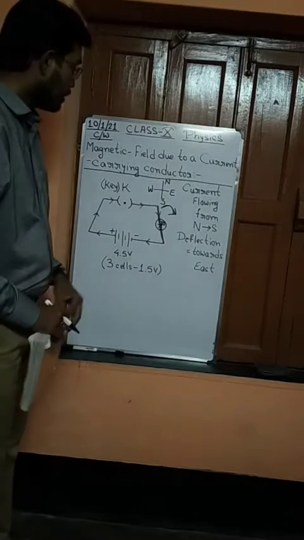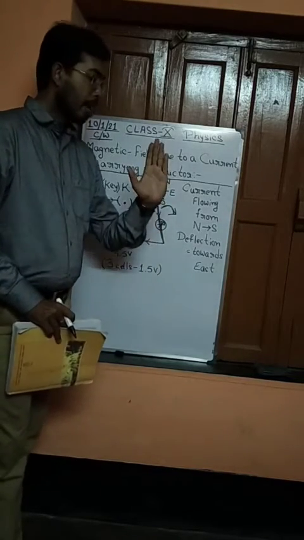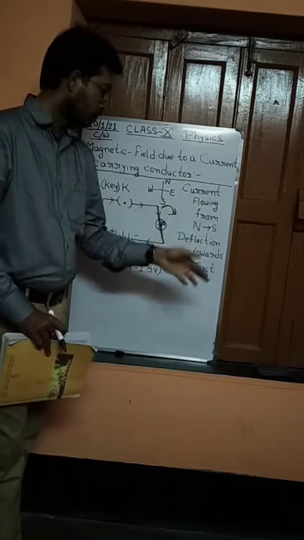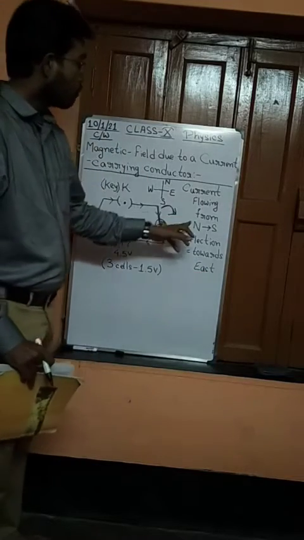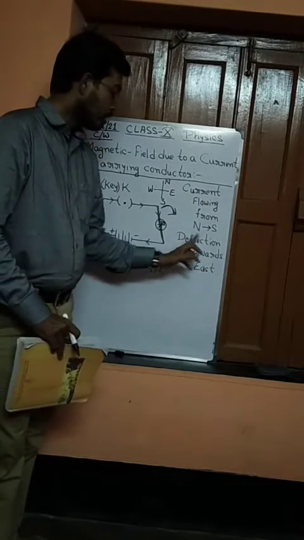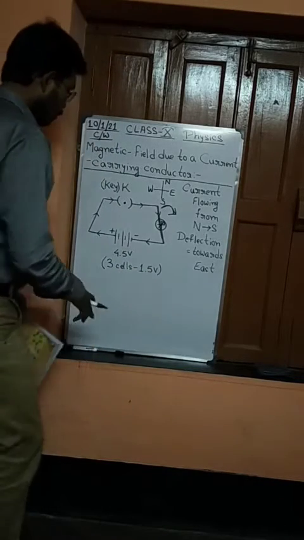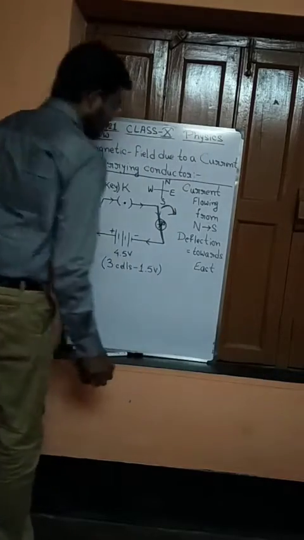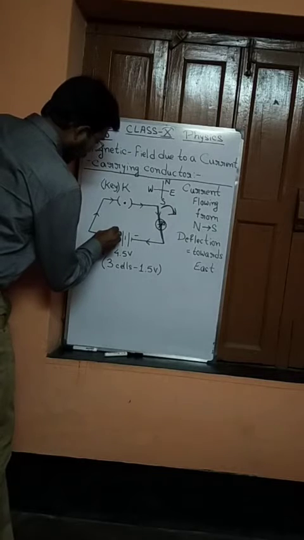So just remember this, that if the current flows from north to south, then the magnetic compass needle will shift to the east direction. So remember this, if the current flows from north to south, then the deflection will be towards east. Now, what I am doing here, I am just changing the setup.